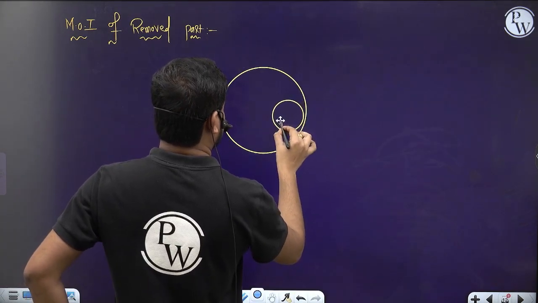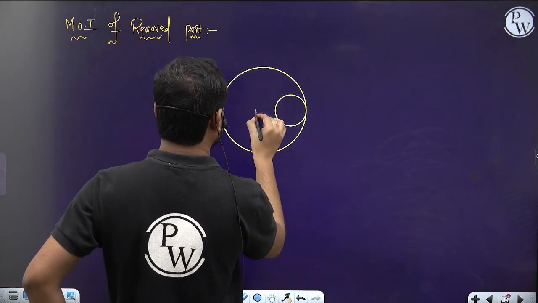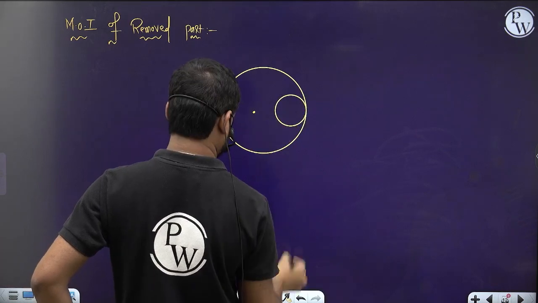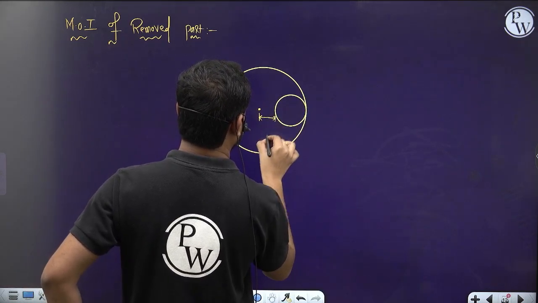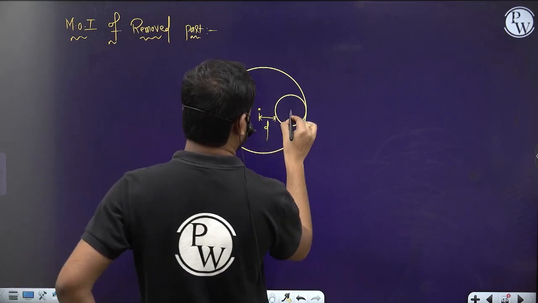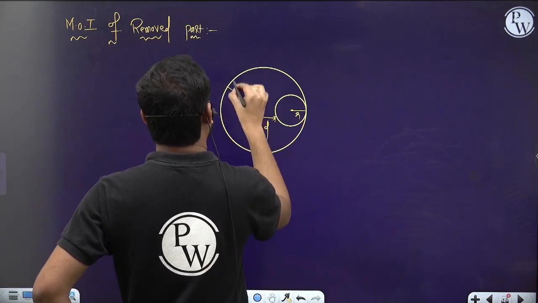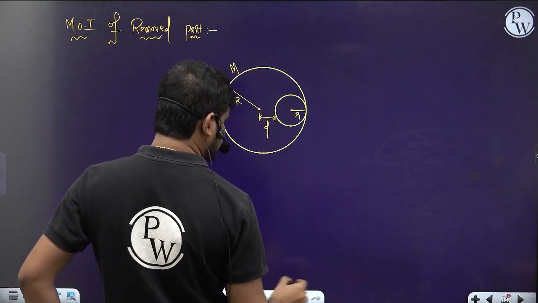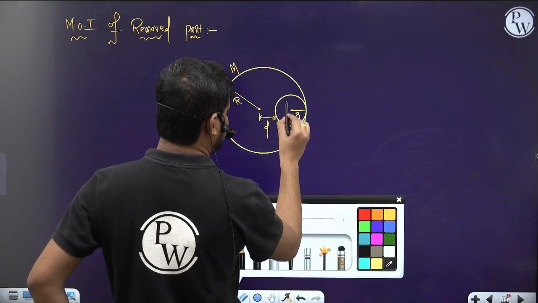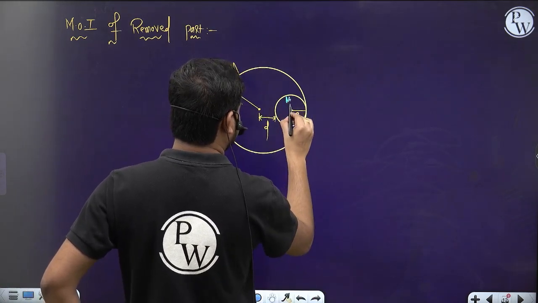Let's suppose this is the removed part, which is at a distance d from the center. Consider this is the center. Its radius is small r, and the whole disk has a radius capital R and mass M. Now let's consider the mass of the remaining portion is M dash.